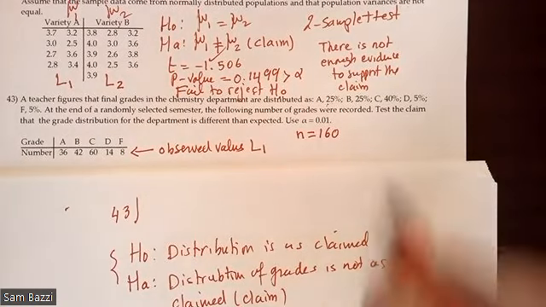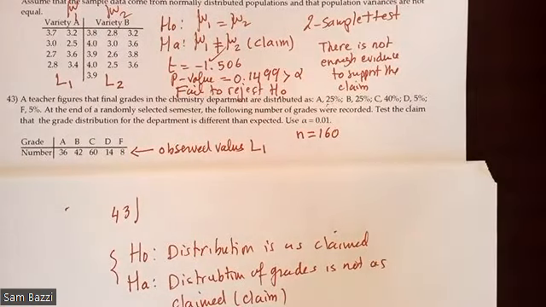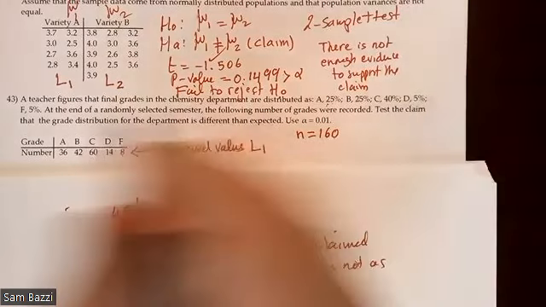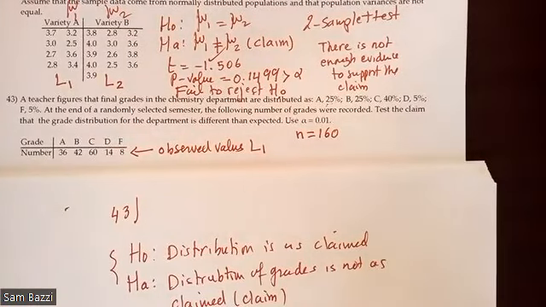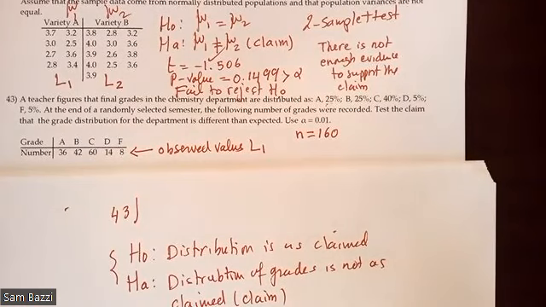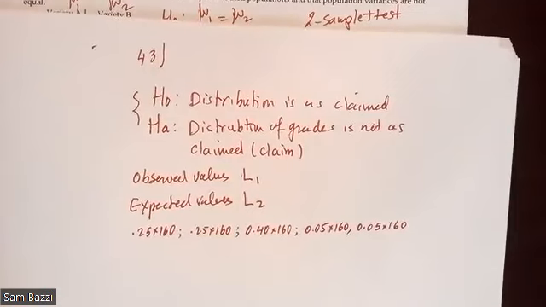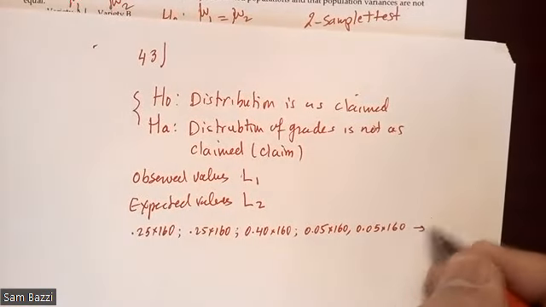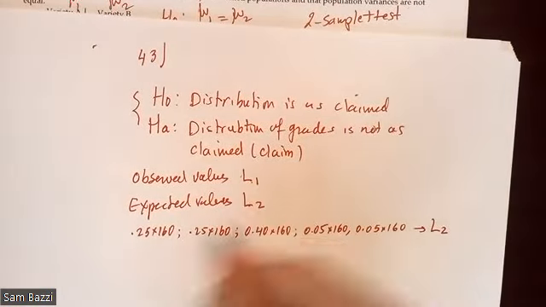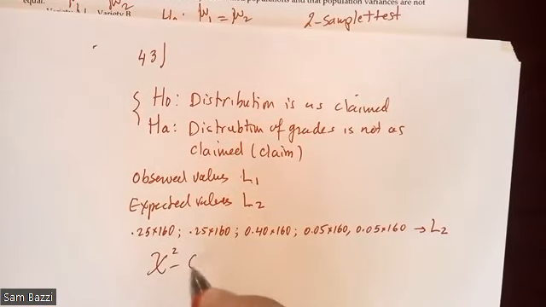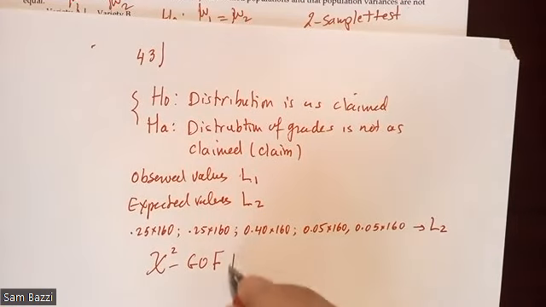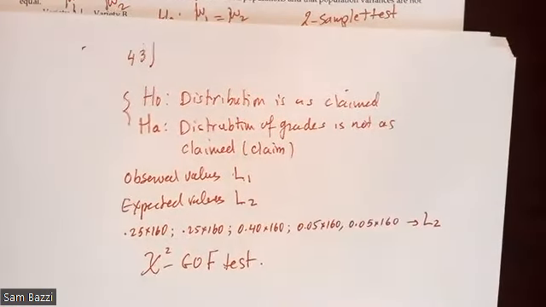Then for the C's, 40%. You do 0.40 times 160. And then for the D's and the F, 5%. 5% means 0.05 times 160. And then 0.05 times 160. And this is going to go to L2, guys. So L1, L2, and we're going to run a test called goodness of fit test. This is the test that we're going to be running. So let's show you how to do this.